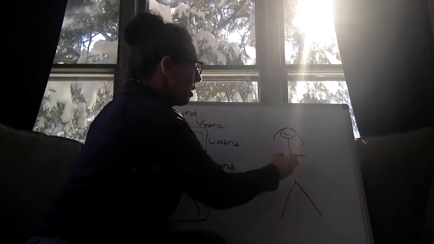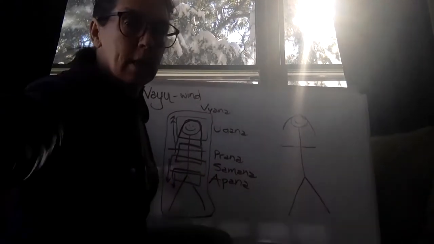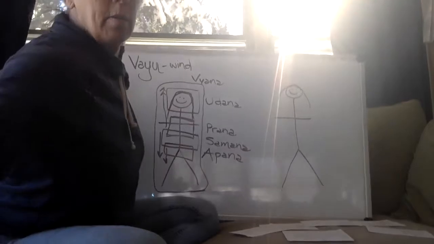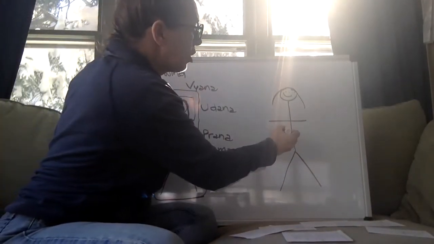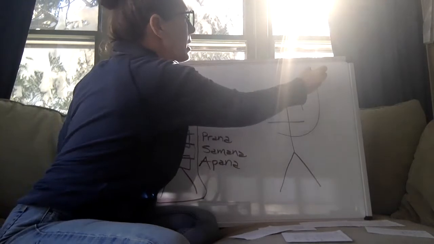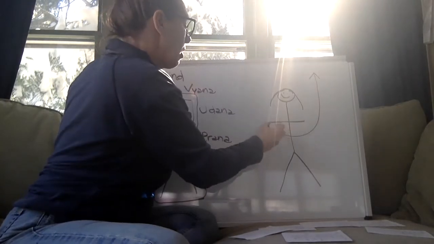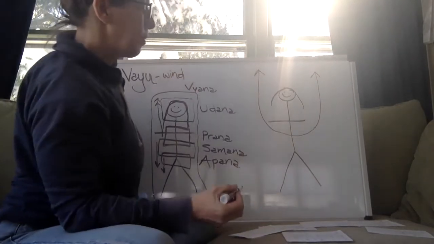Pranavayu is originating as low as the solar plexus, and it kind of has an upward draft to it.